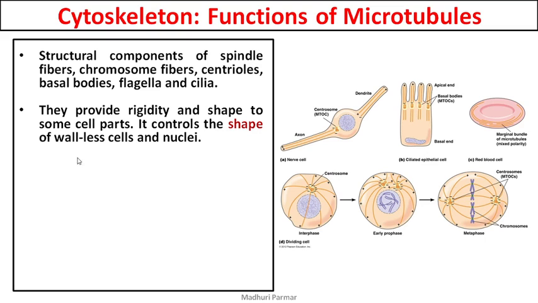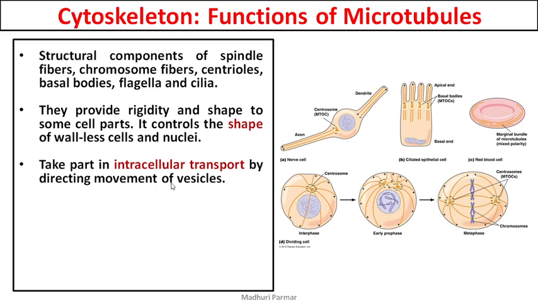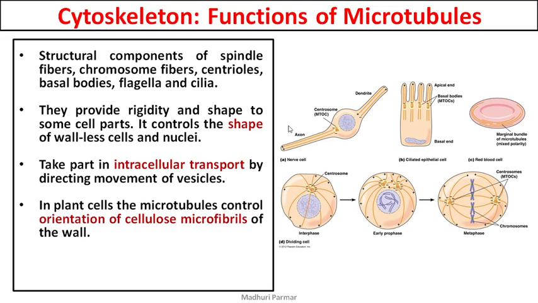They control the shape of wall-less cells and the nucleus. The cells of animals, which do not have a cell wall, have their shape maintained by microtubules. They take part in intracellular transport. Inside the cell, whatever transport is happening is made possible because of microtubules. Remember, I had told you that microtubules are like highways, and on these highways there is movement of vesicles. We will see that in the next slide.